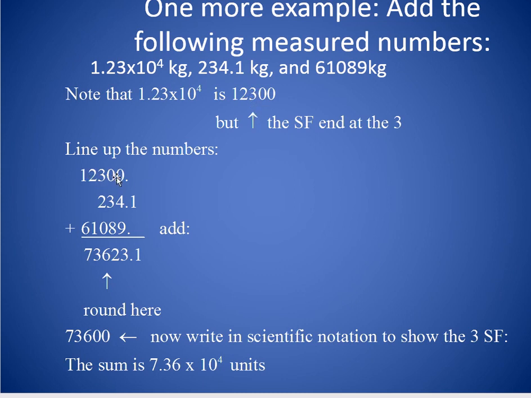Now let's go ahead and line our values up and add them all together. So I'm lining them up, I'm adding them all up, and I end up with 73,623.1. Now remember that my significant figures had to end at this 3, so let's go down and find that. Well, that would be ending at the 6 here. So rewrite that as 73,600. Remember now, we need to write that in scientific notation to show that there are only 3 significant figures. So we would write it as 7.36 times 10 to the 4th kilograms. All right, so that's how you add and subtract these.